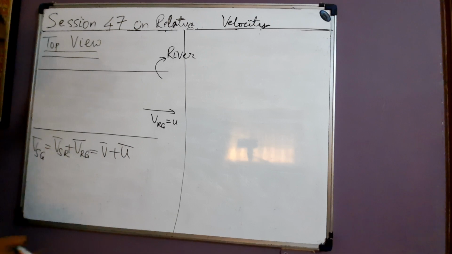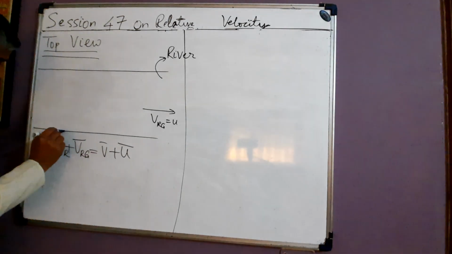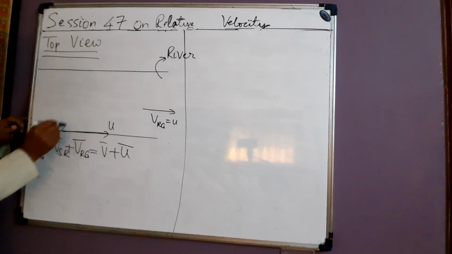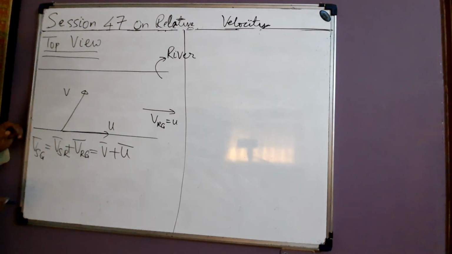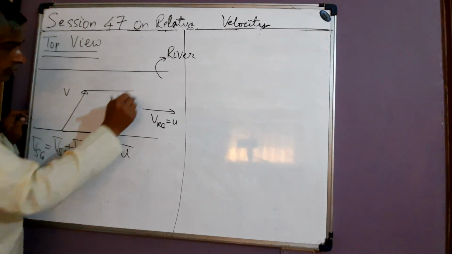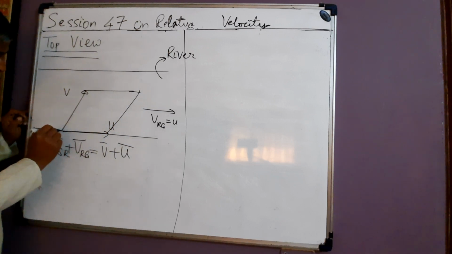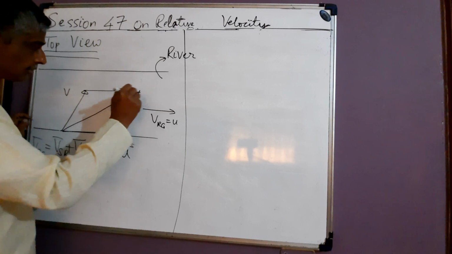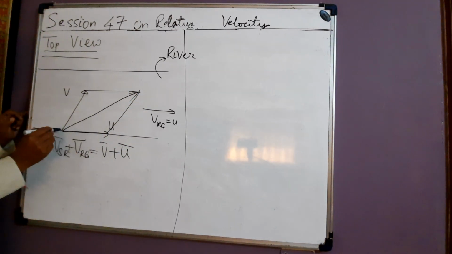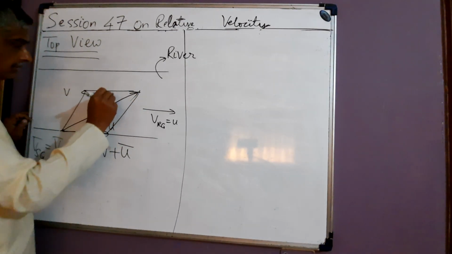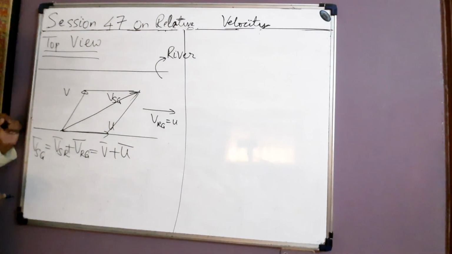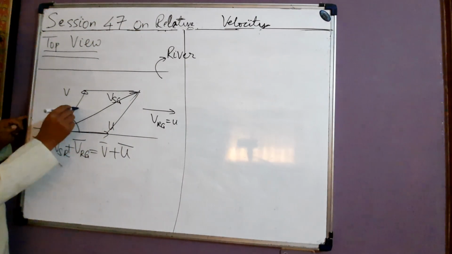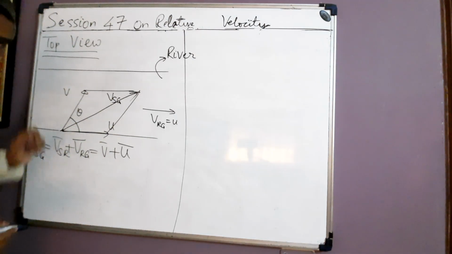We add using the parallelogram law of vector addition. This side we have U, this is VRG. This is VSR, that is V. If we combine these two by the parallelogram method, the diagonal through the common tail of U and V is the vector VSG. This is the vector VSR, this is vector VRG. This is the angle theta.